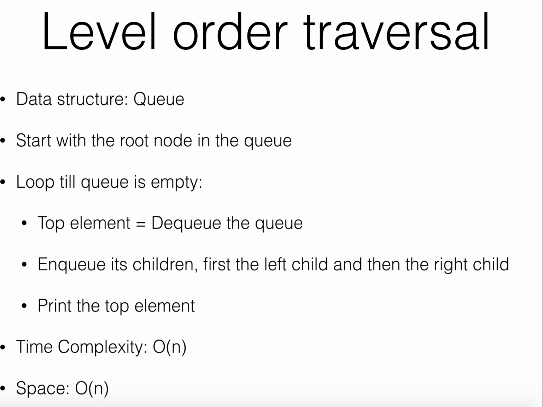And we loop till the queue is empty. So basically we dequeue the queue and then enqueue its children, first the left child and then the right child, and then we print out the top element. Now the time complexity for this is order n, since you're looping over each of the nodes, so that is order n time, and then the space is also order n.